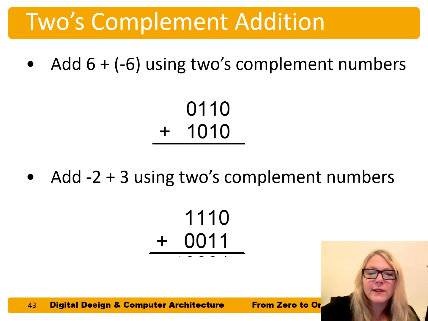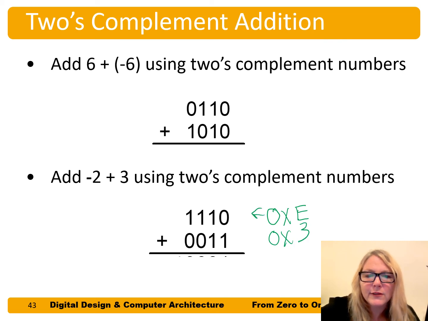And we could have also written these as hex values. So we could have written this as hex, shorthand for binary: hex E plus hex 3. But when actually doing the addition, we want to use binary.